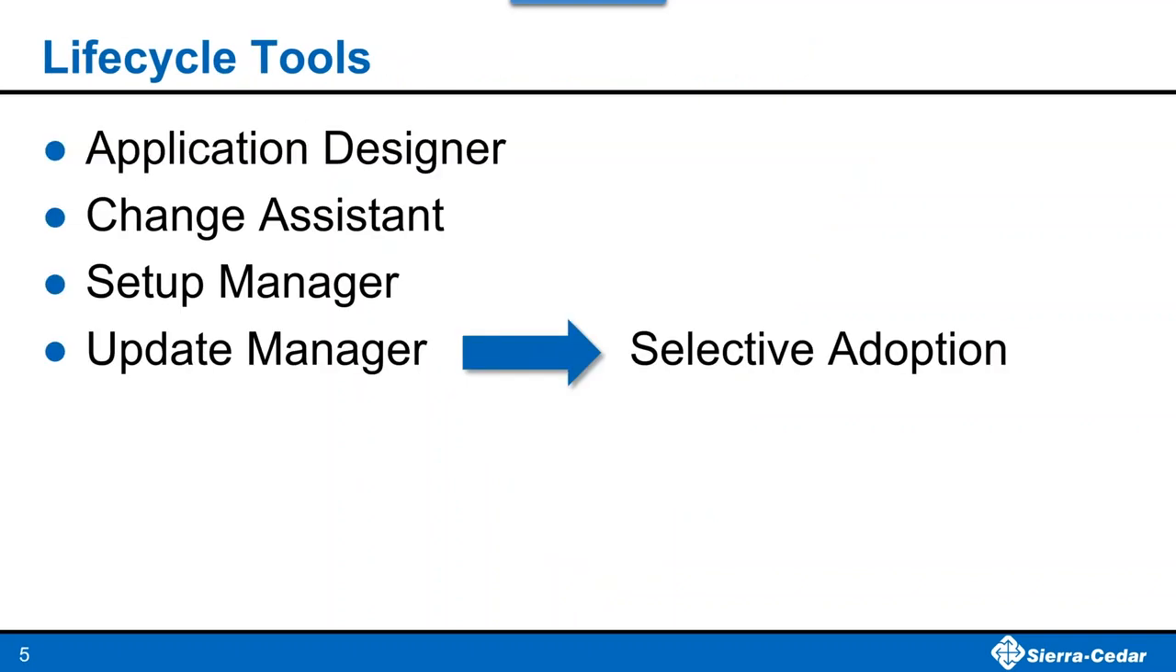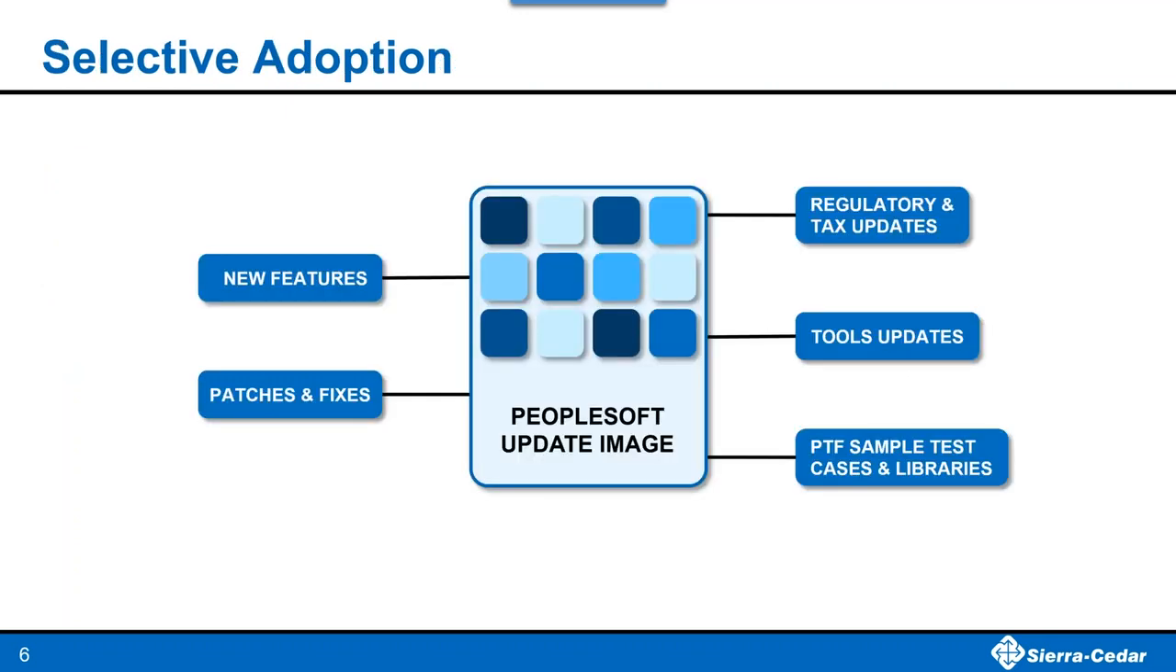So Lifecycle Tools, that includes the Application Designer, Change Assistant during anytime we're making a change, Setup Manager, which we're not going to talk much about here, and the Update Manager, which enables us to do the selective adoption. And selective adoption will allow us to put in new features, patches and fixes, regulatory and tax updates, tools updates, and it also includes PTF sample test cases and libraries.